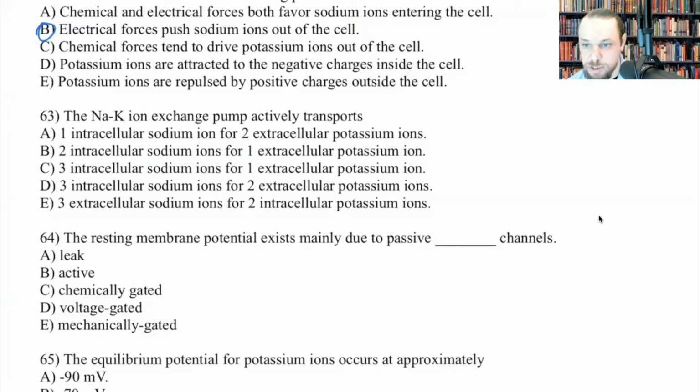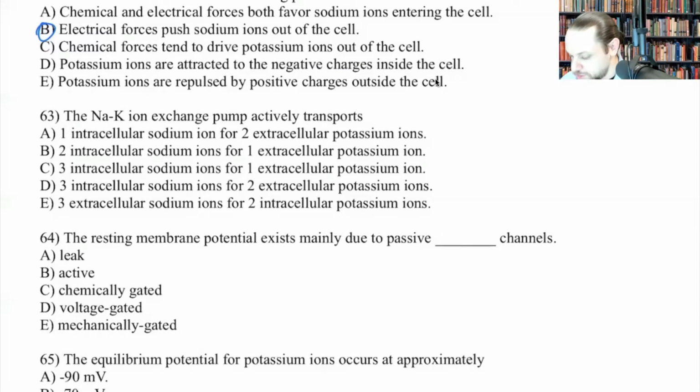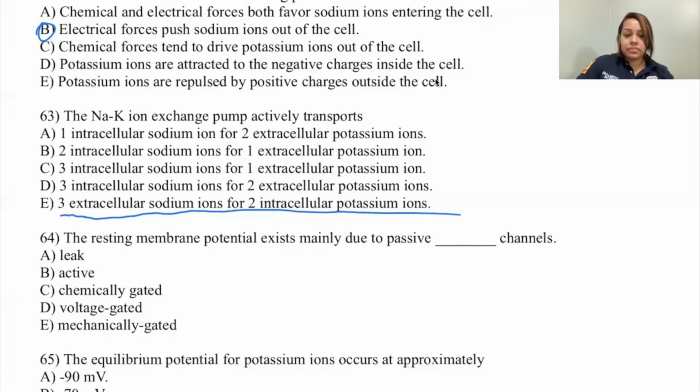We'll start with number 63. I see Ian has his hand up, so Ian, if you would like to start with number 63. The sodium-potassium ion exchange pump actively transports 3 extracellular sodium ions for 2 intracellular potassium ions. Okay, so Ian says it's E. Does anyone disagree?